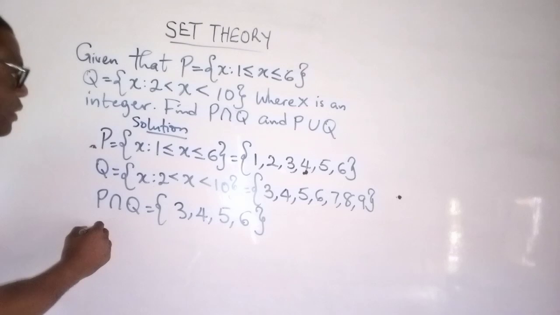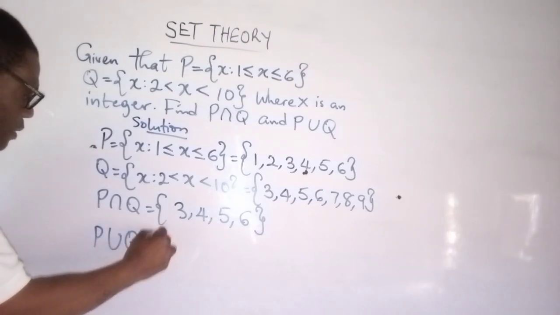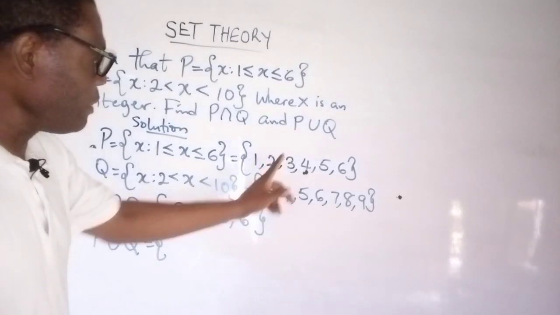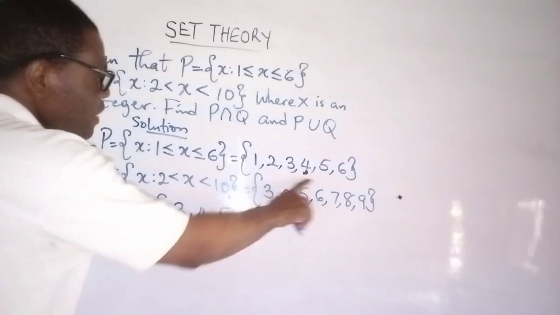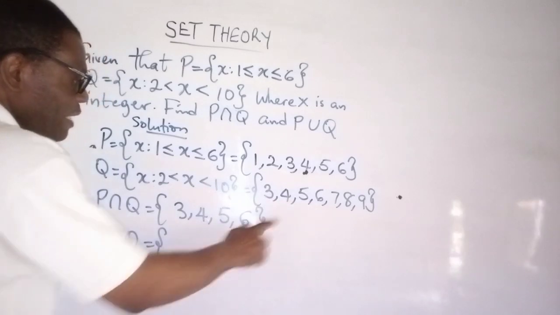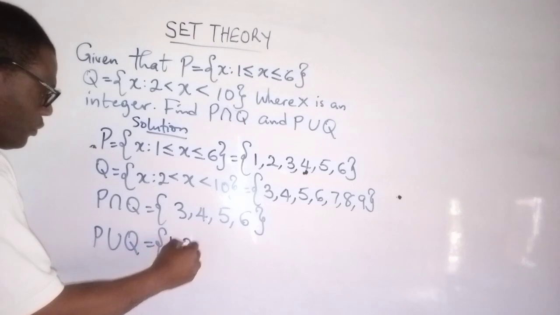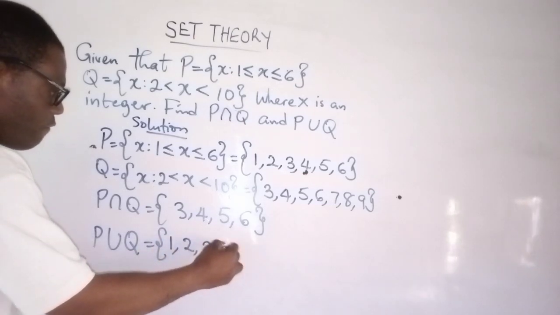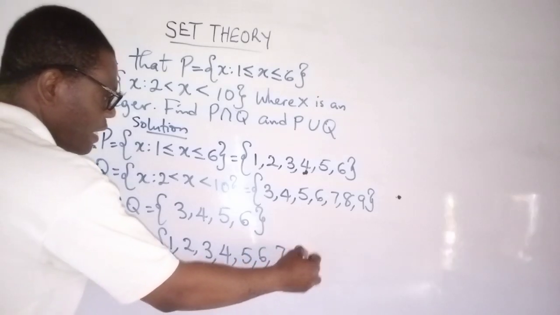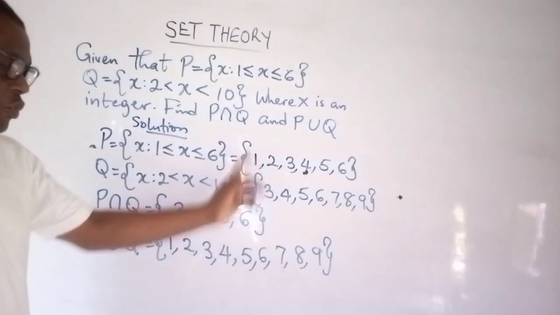Then the second question, P union Q. It means the values we're going to pick is that we're going to pick every element here, and every element here will be represented without repetition. So the values are going to be 1, 2, 3, 4, 5, 6, 7, 8, and 9. That is the union of the two sets.